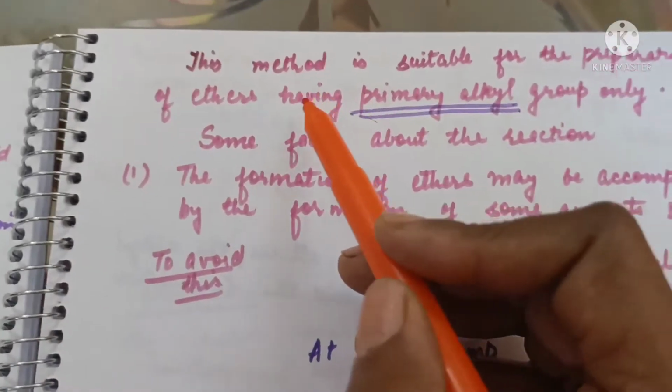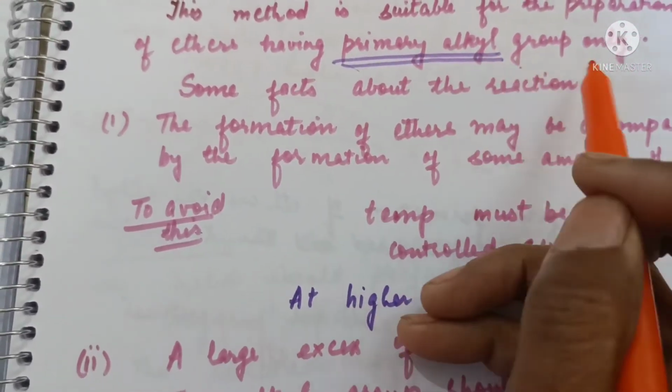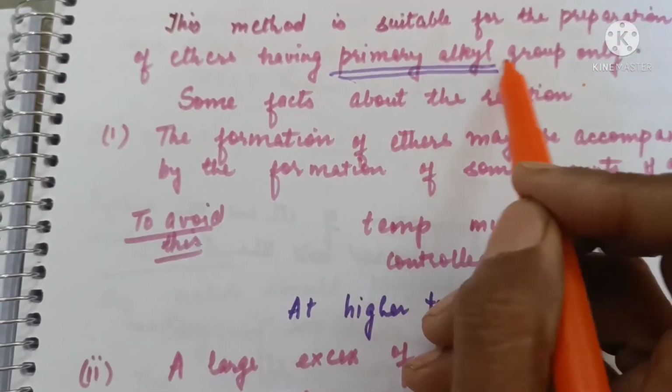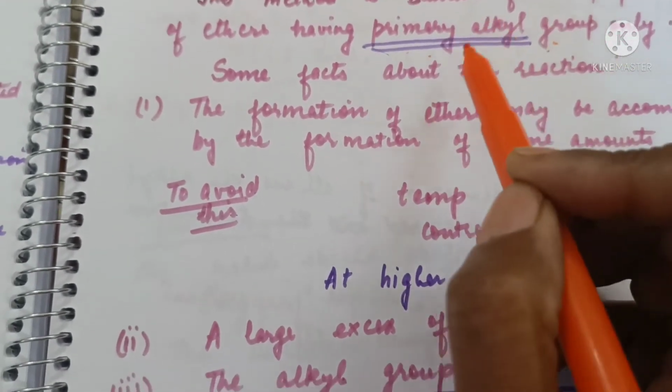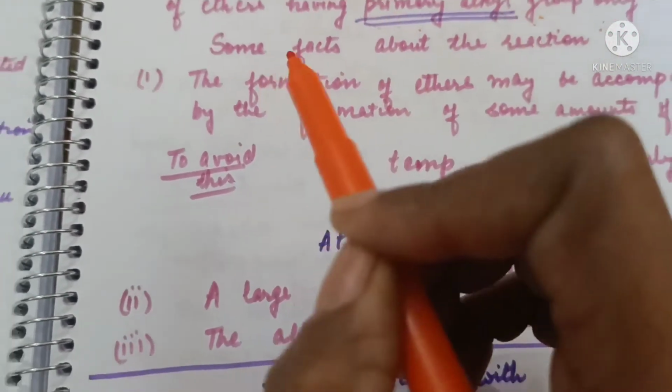This is suitable for preparation of ethers having primary alkyl groups only, because primary alkyl groups undergo substitution reaction by the SN2 mechanism.